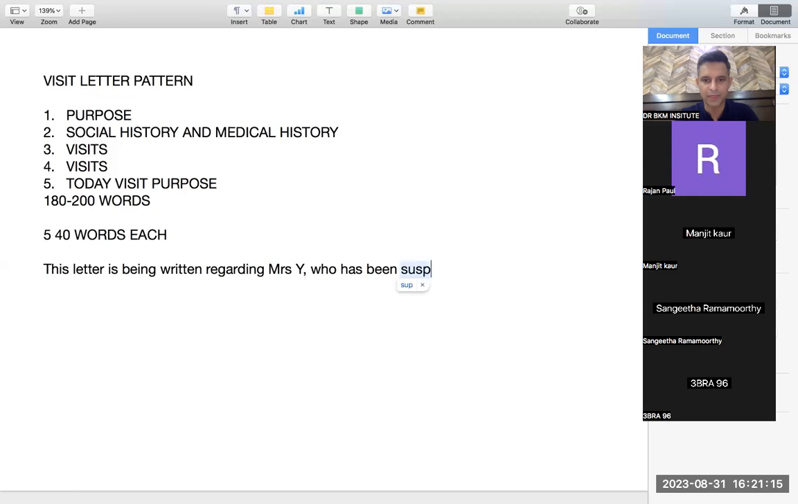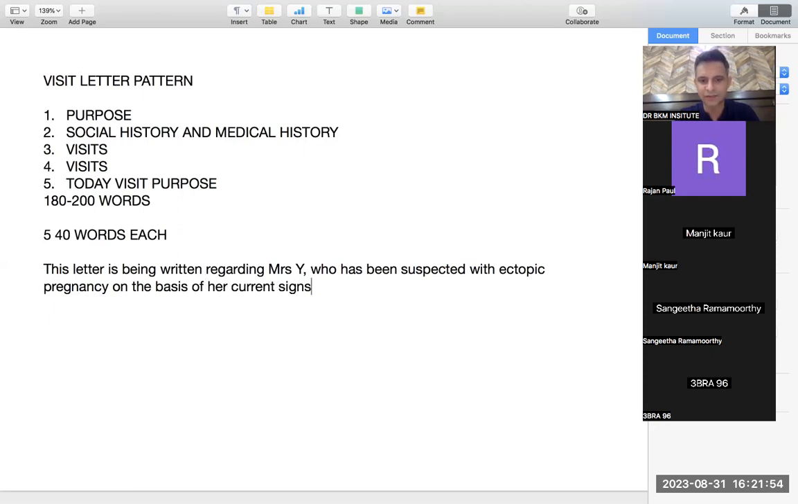This has been plus third form is a passive voice, and it is used for today's visit only. It is only for the today visit. So this letter is being written regarding Mrs. Y, who has been suspected with ectopic pregnancy. You don't have to make the E capital, because it's the simple name of a disease, ectopic pregnancy. So who has been suspected with ectopic pregnancy, on what basis? On the basis of her current signs and symptoms.